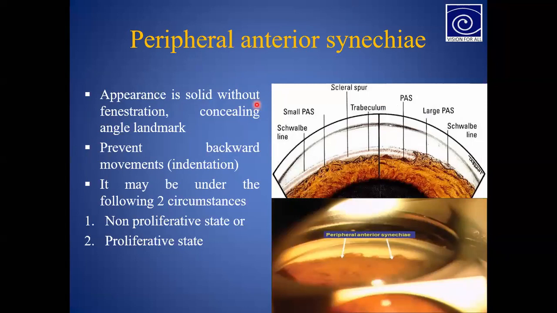fine. So if the patient is having peripheral anterior synechia, then how will it look in the gonioscopy? So it will look like this. So you can see here, the root of this iris is just covering this trabecular meshwork or till this Schwalbe's line.